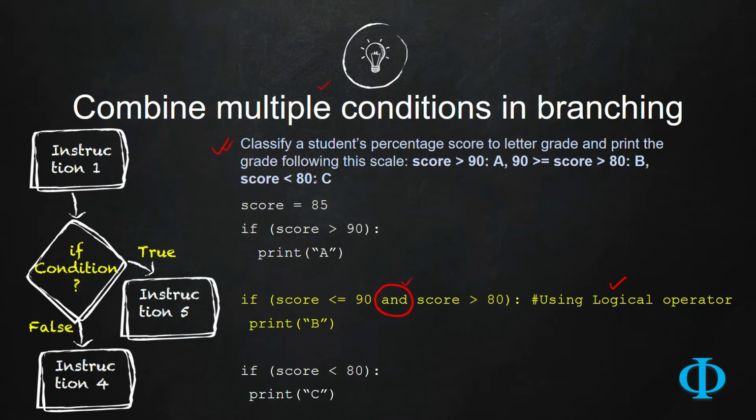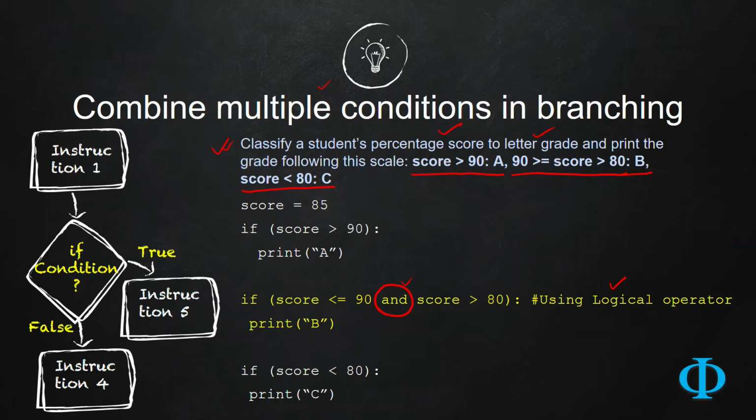What did I do? So first, this is the problem. I want to classify a student's percentage score to a letter grade and print the grade following this scale. So if the score is greater than 90, I want to print A. If the score is in between 80 and 90, then I want to print B. And if the score is less than 80, then I want to print C.